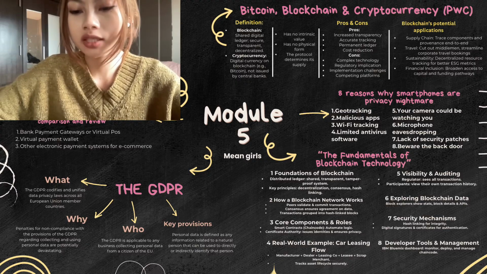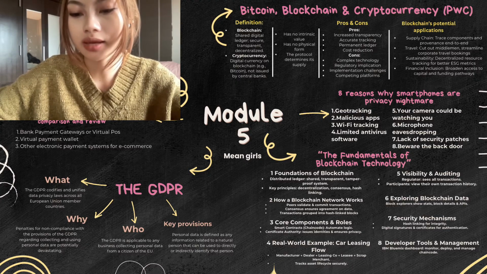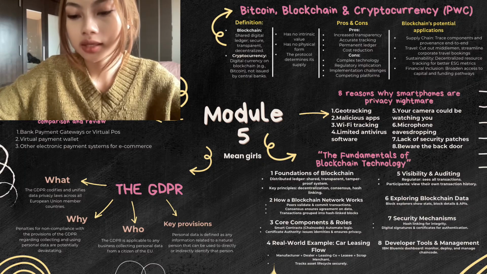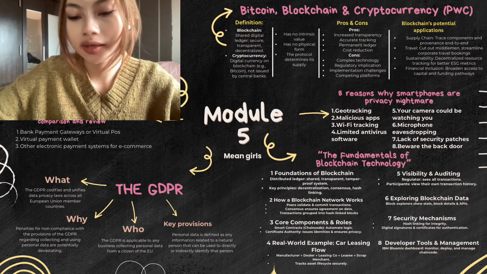Next, I will briefly talk about blockchain and cryptocurrency based on PwC's insights. First, blockchain is a secure and decentralized digital ledger. It records transactions transparently without needing central authority. Cryptocurrency like Bitcoin is a digital currency that runs on blockchain. It is not controlled by banks and exists only online.